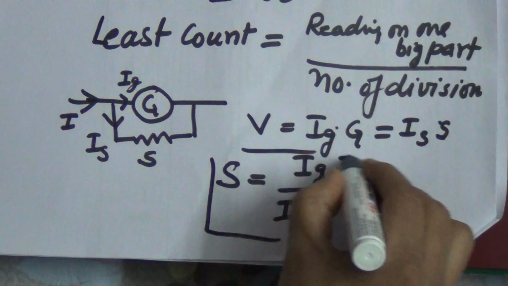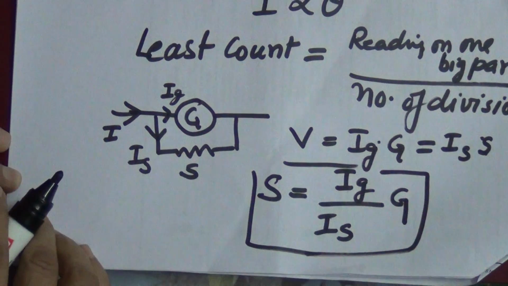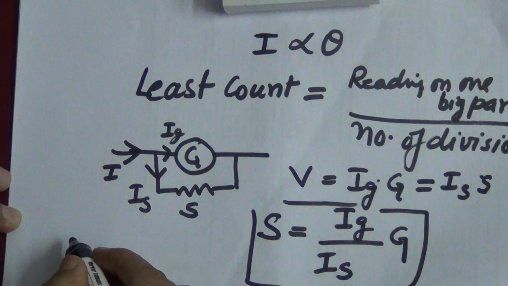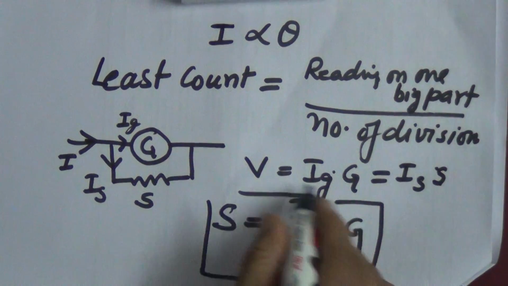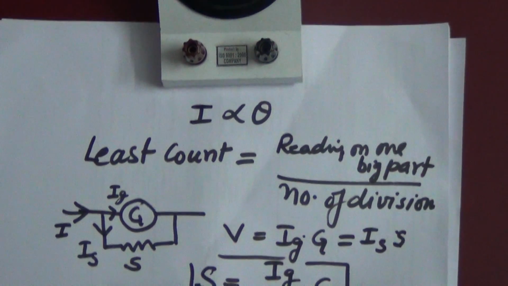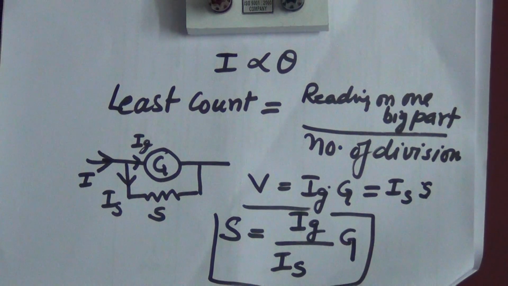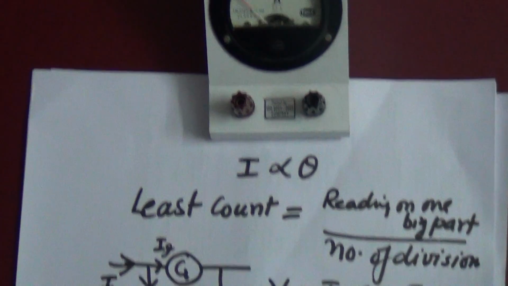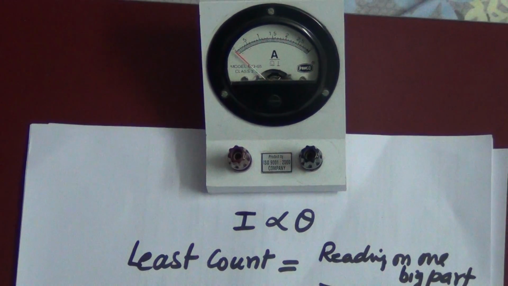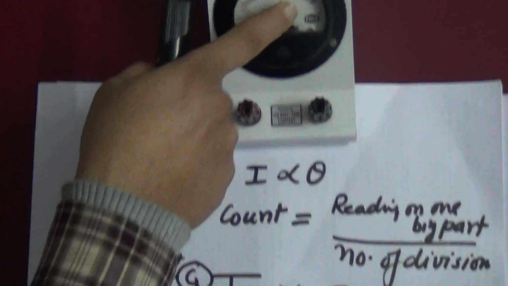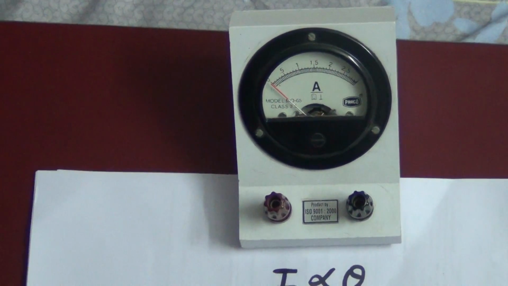Ig is termed as the full scale deflection current. Is is the current flowing through the shunt resistance. So you can calculate by this formula how much resistance you need to keep in parallel in order to convert a galvanometer into a required value ammeter. Required value, I mean to say the maximum reading which you can take on this scale.